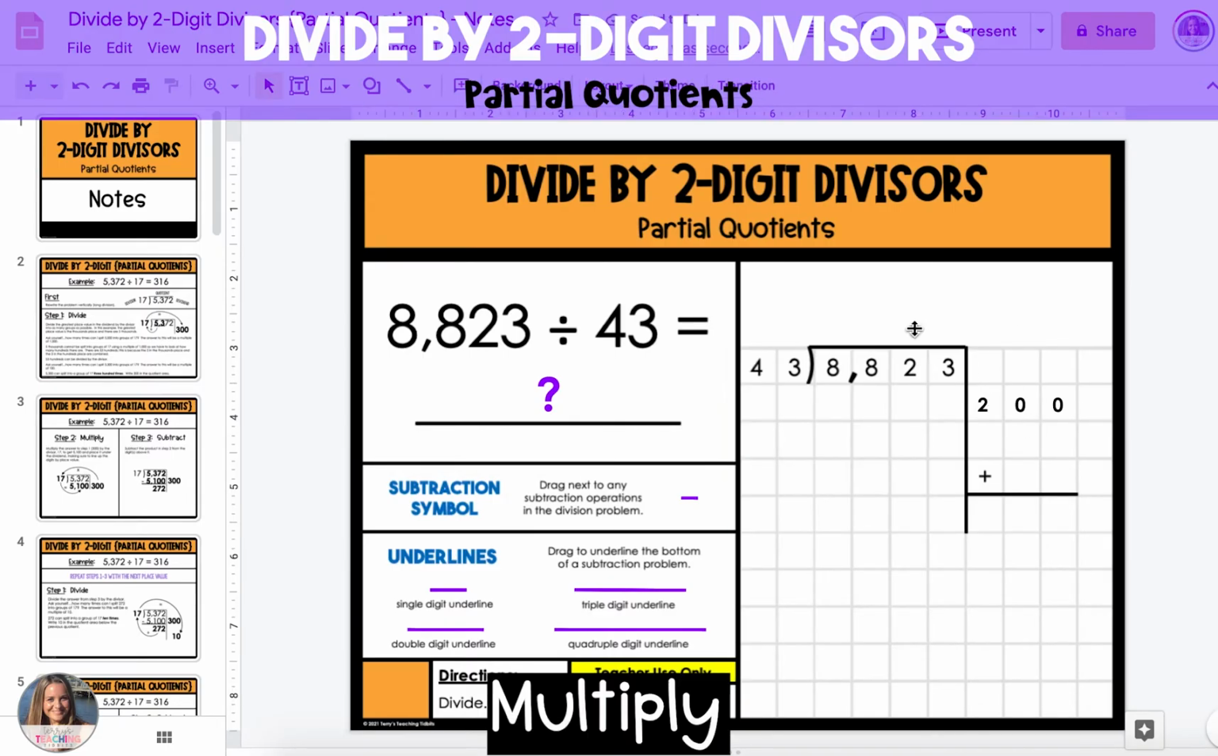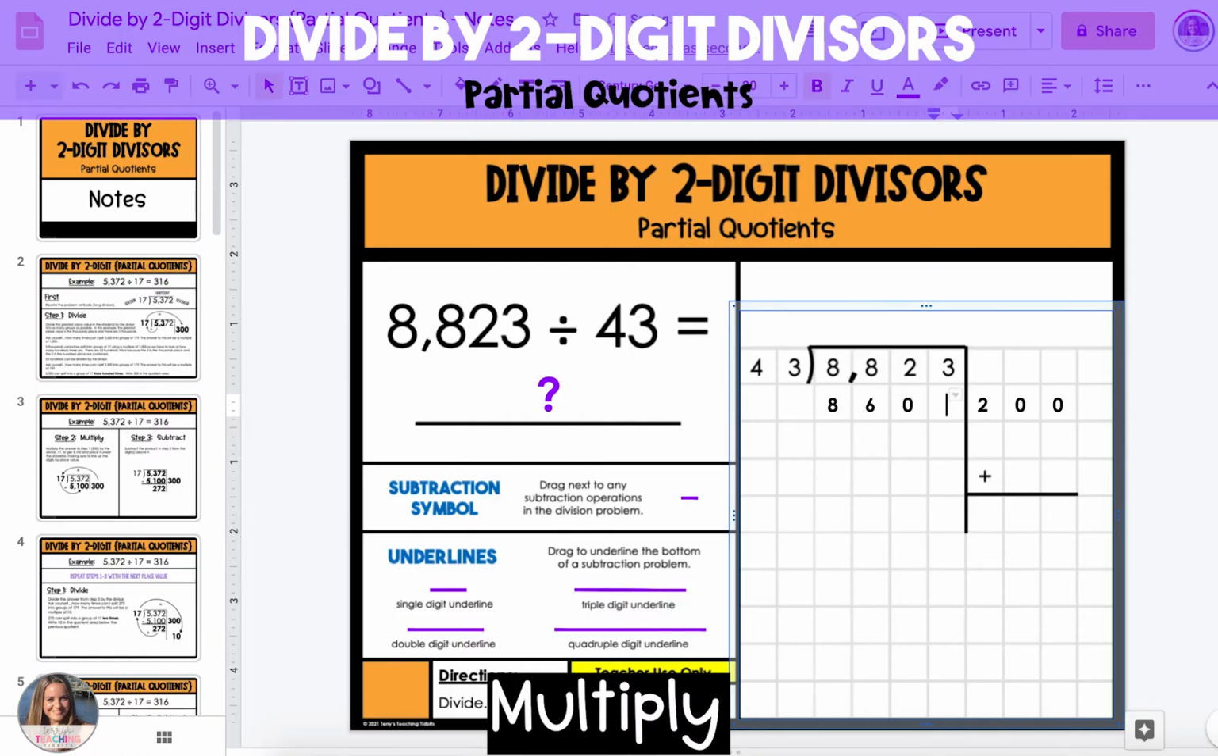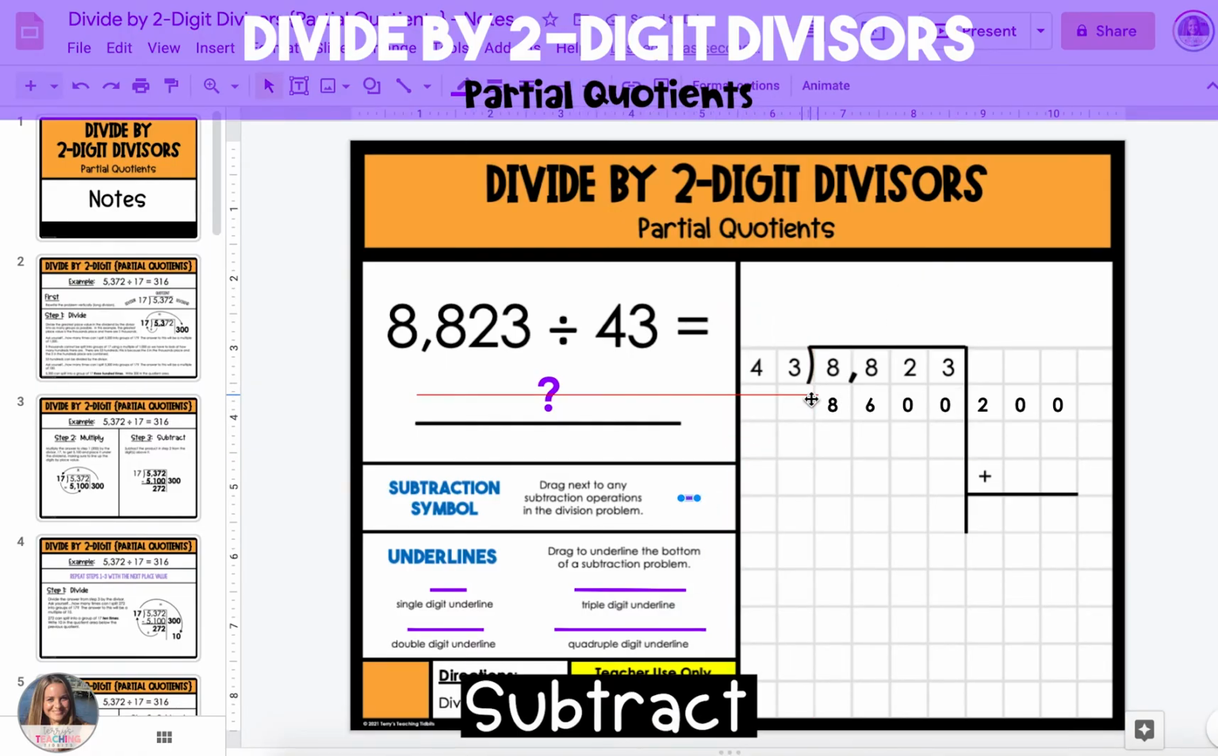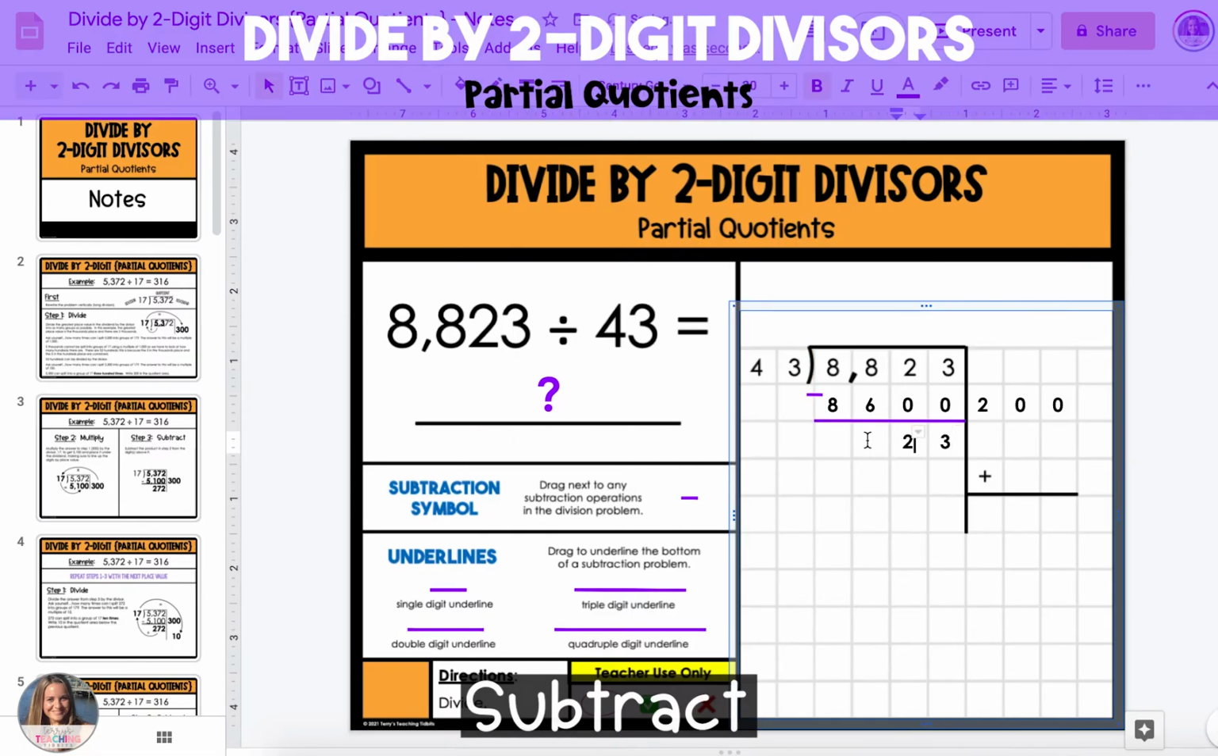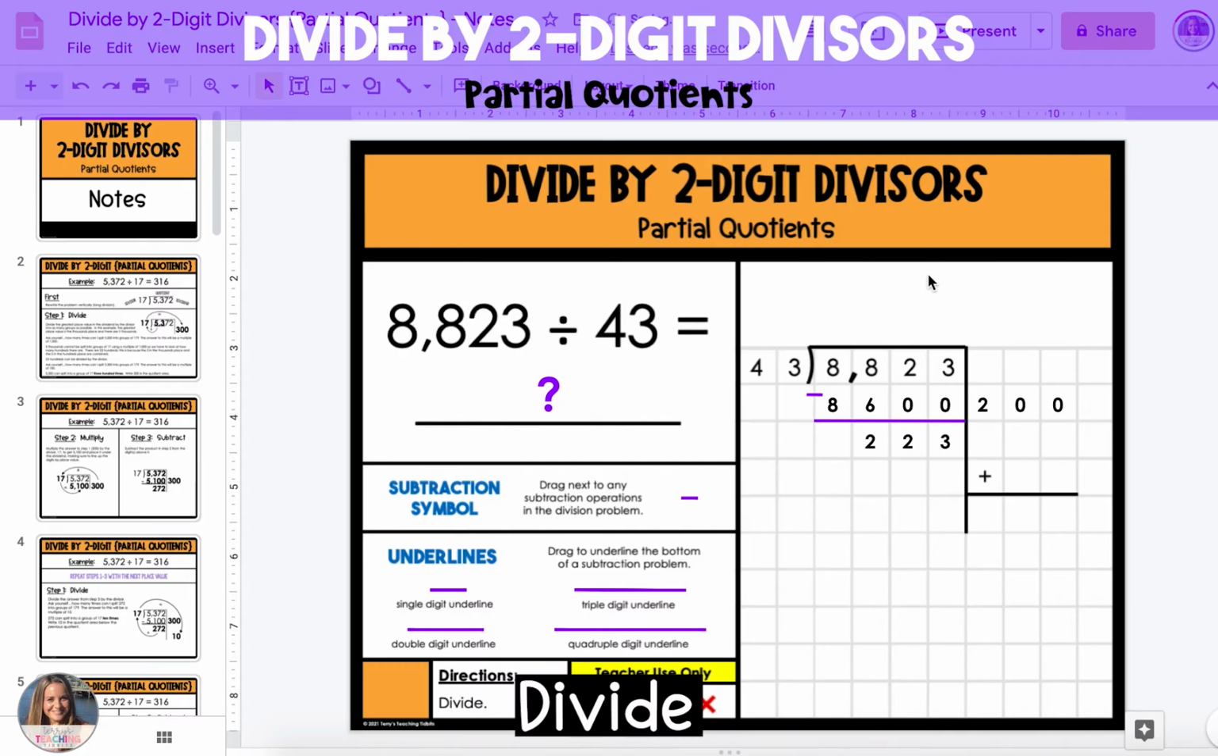Next, multiply the 200 by the divisor 43 to get 8,600. Subtract 8,823 minus 8,600, which is 223. Now we'll divide 223 by 43, and we want to look for groups of 10. If I use the opposite of division and think of multiplication, if I have 10 groups of 43, that's 430, which is greater than the 223 that we're dividing, so I will not be able to divide by groups of 10. So when we divide 223 by 43, we're going to get a group of ones.